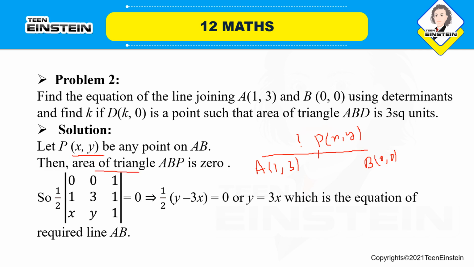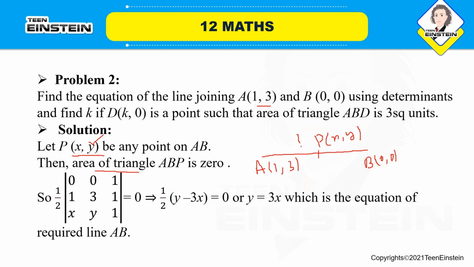I am using this result. Area of triangle ABP is 0. So 1 by 2 into the determinant, where x1, y1 is the first vertex. Here I am substituting 0, comma 0 as the first vertex. So this is the first row, 0, 0. Then I am substituting the second vertex in the second row. So x2, y2 is 1, 3. I am substituting the third vertex.